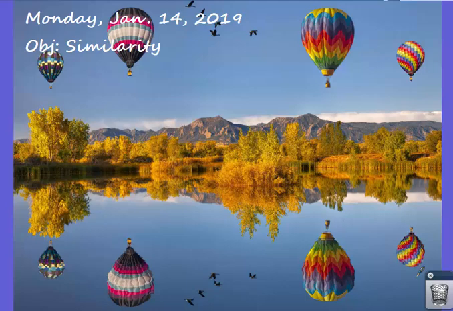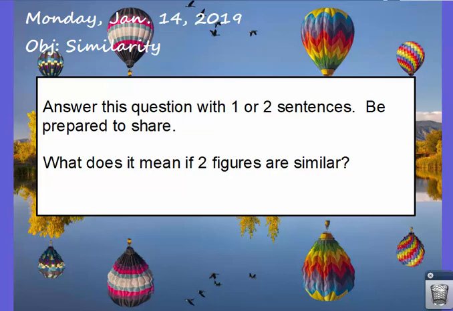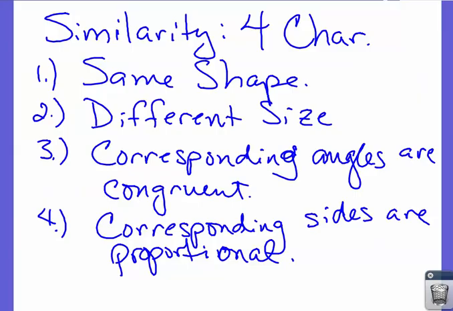Hello class, today we're going to do the first part of a two-part lesson on similarity. Okay, so first question I have for you is, what do you remember about similar figures? You should remember about four things. There are four things that we know about similar figures. They're the four main characteristics.